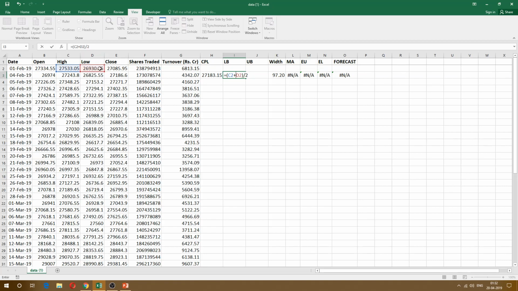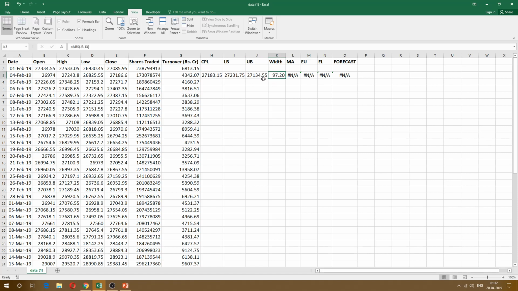Okay, yeah, high plus low divided by 2, and we have the lower boundary. Then the upper boundary is this. Central line minus lower boundary, and the value is added with the central line, and we get the upper boundary.